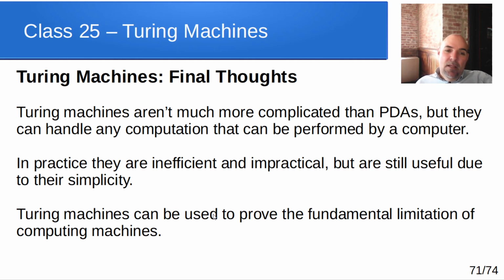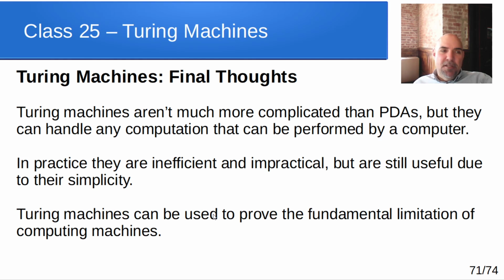Now, what's interesting is something that simple can handle any computation that can be performed by a computer system, anything. So you play a game, you have a computer system that can play chess at like a 3300 level, well beyond what any human can do. You could actually implement that on a Turing machine. So it's kind of amazing to think about that. But the idea here is that in practice, they're kind of inefficient and impractical because they're so simple.